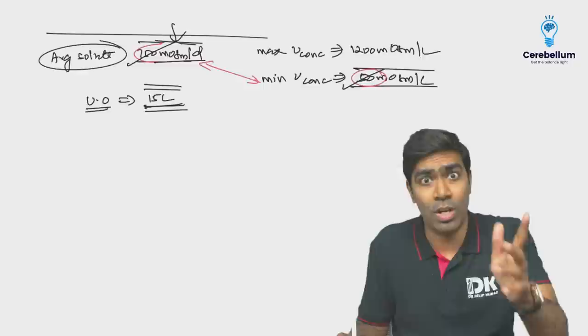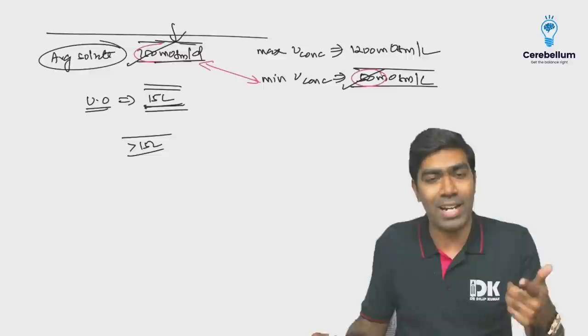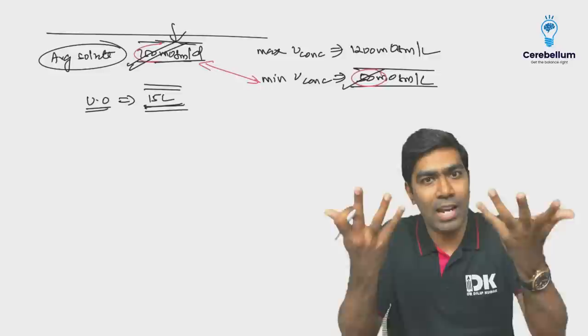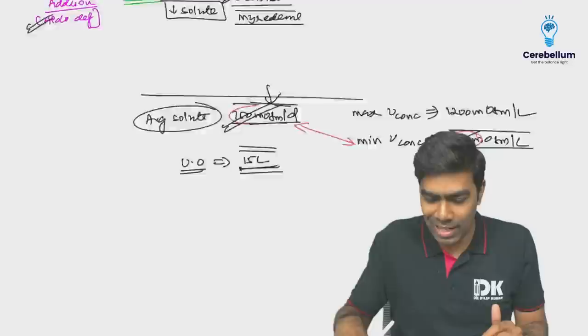So if somebody is taking more than 15 liters of water intake, and I'm taking only 750 milliosmoles of solute per day, I'll not be able to pass urine beyond 15 liters, which means whatever water I'm taking beyond 15 liters is going to accumulate in the body. That is what we call psychogenic polydipsia. That excess water is going to cause hyponatremia.